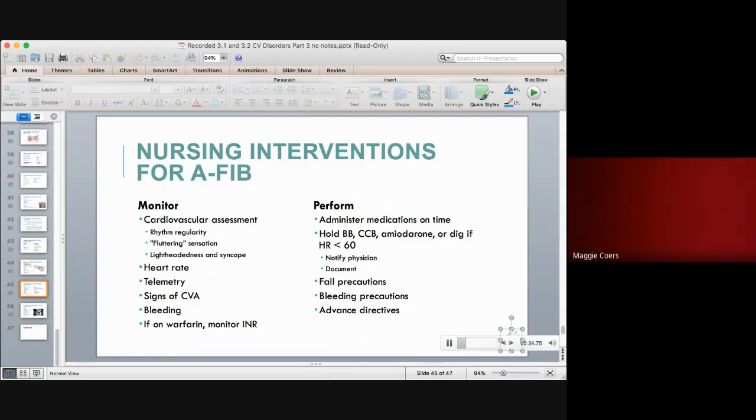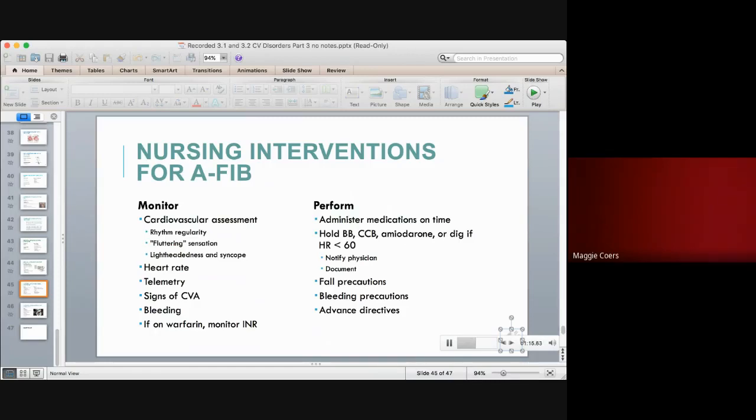We want to monitor for bleeding, especially if they're on Coumadin or warfarin. We also want to monitor the INR and signs of a stroke because of clots growing due to the atrial fibrillation. I want to just back up. One thing I forgot to mention about warfarin is that we want to monitor for bleeding. So we want to watch for petechiae in the skin or bruises that just pop up, bleeding gums, a bleeding nose, maybe bleeding hemorrhoids. Anything that tells us the blood is getting too thin and the patient is bleeding.